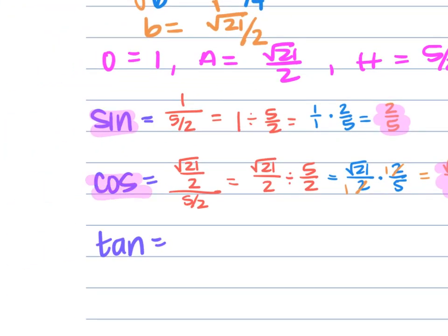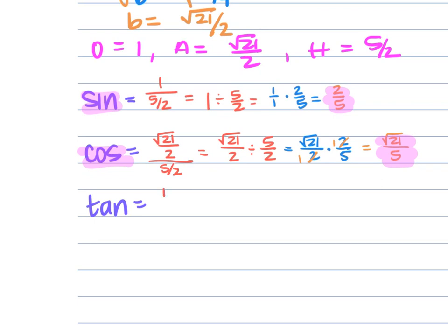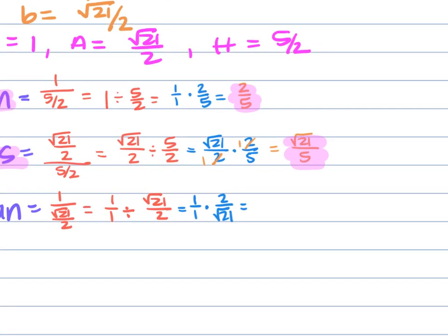For tangent, we have opposite over adjacent, so that's going to be 1 over the square root of 21 over 2. So that's the same thing as 1 over 1 divided by the square root of 21 over 2. So we're going to take the reciprocal of that second fraction and multiply these two. So 1 over 1 times 2 over the square root of 21. This is going to leave us with 2 over the square root of 21. We cannot leave the radical in the denominator, so we have to rationalize these. So we're going to be left with 2 square root 21 all over 21 for our tangent.